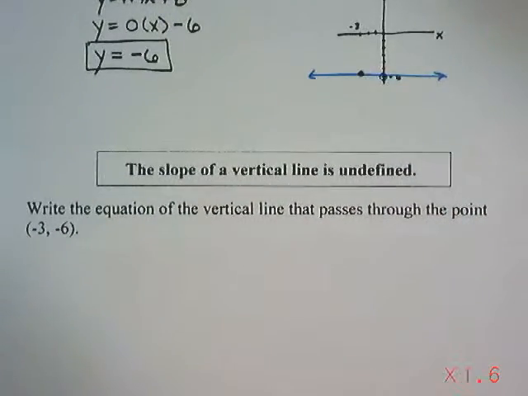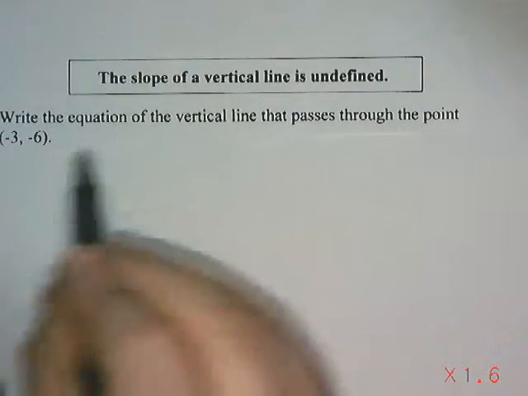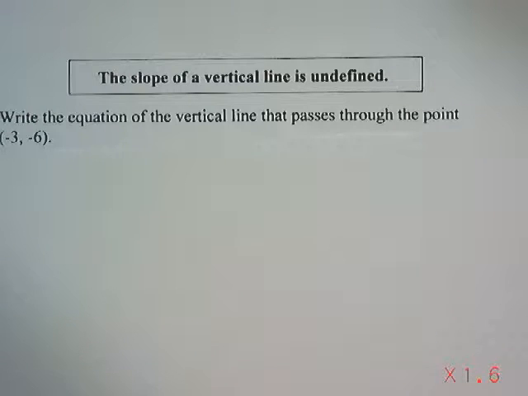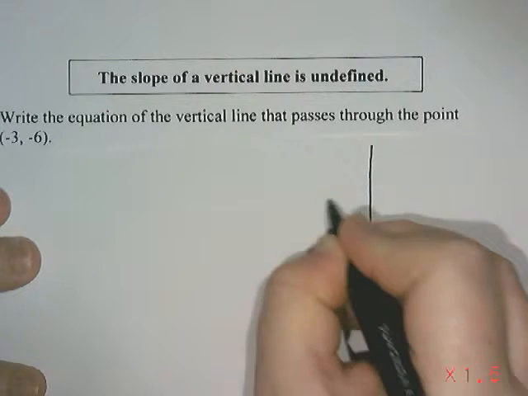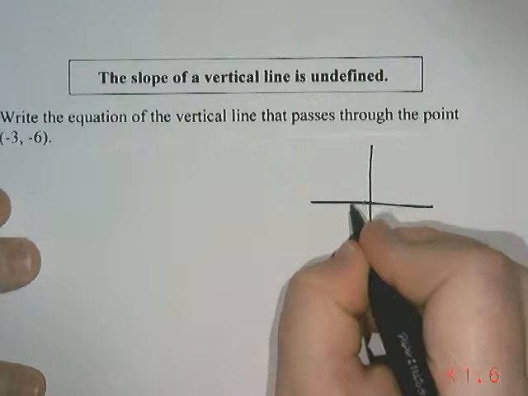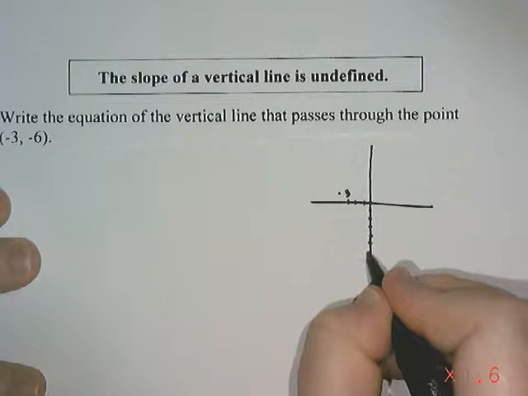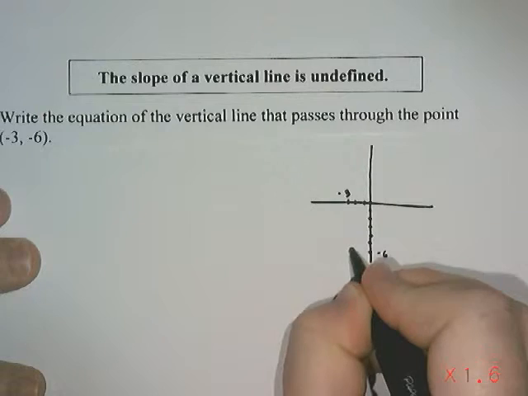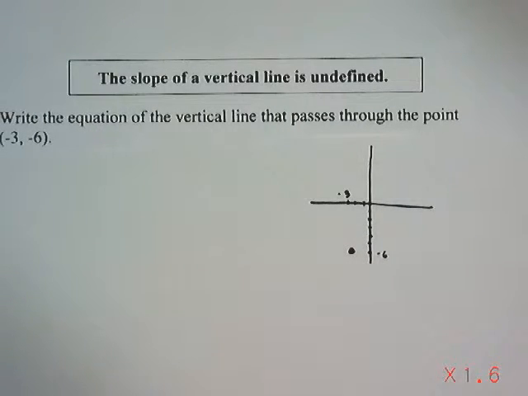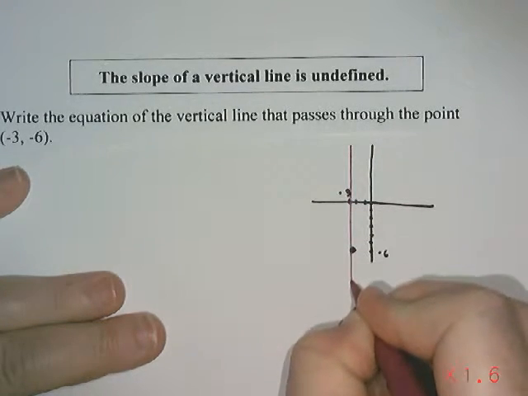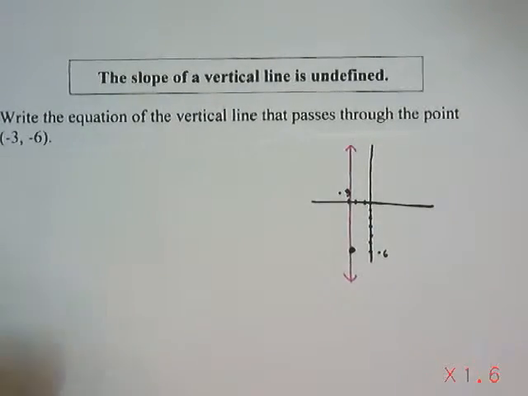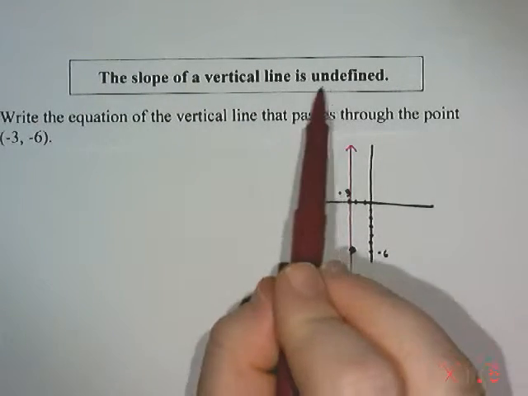Now there's a second question that says, write the equation of the vertical line that passes through the point -3, -6. So I am going to draw a little picture like I did last time. So -3, -6 is still over here. But a vertical line does not go side to side. It goes straight up and down. It is parallel to the y-axis. So vertical lines are a little trickier. The slope of those are undefined.